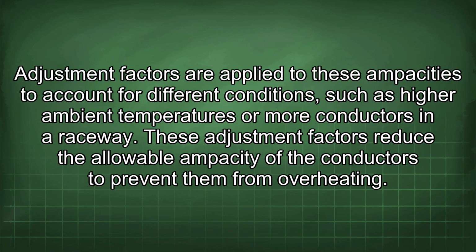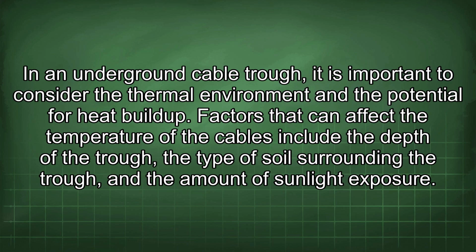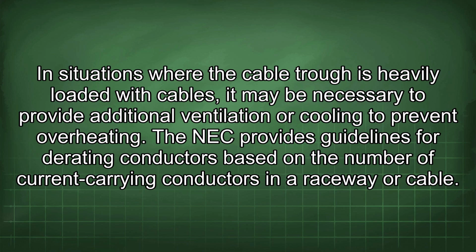Adjustment factors are applied to these ampacities to account for different conditions, such as higher ambient temperatures or more conductors in a raceway. These adjustment factors reduce the allowable ampacity of the conductors to prevent them from overheating. In an underground cable trough, it is important to consider the thermal environment and the potential for heat buildup. Factors that can affect the temperature of the cables include the depth of the trough, the type of soil surrounding the trough, and the amount of sunlight exposure.